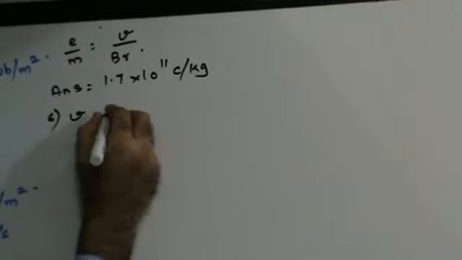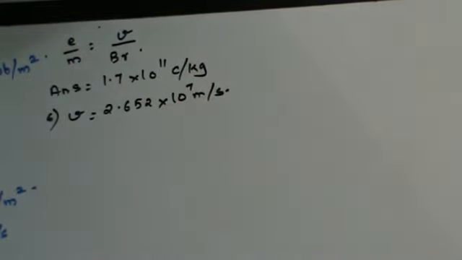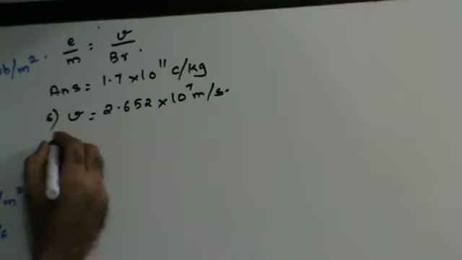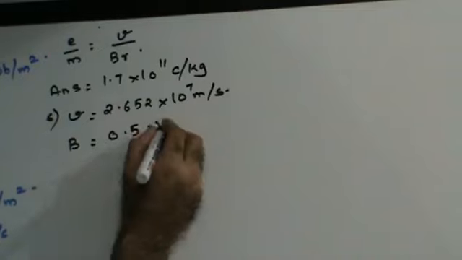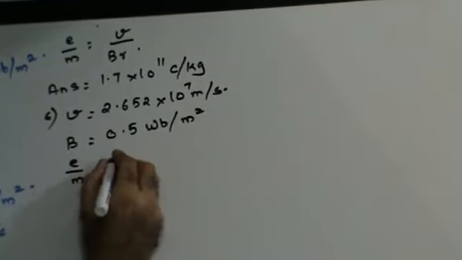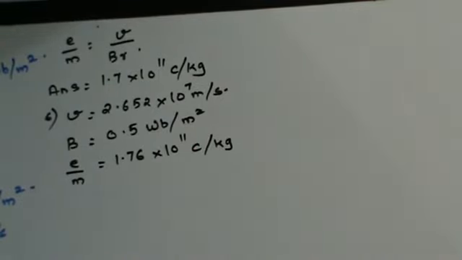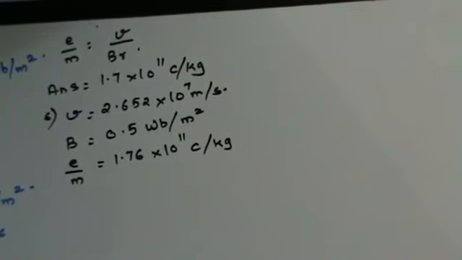Electrons have a velocity of 2.652 into 10 raised to 7 meters per second in a magnetic field of 0.5 Webers per meter square. If E upon M is 1.76 into 10 raised to 11 coulombs per kg, find the radius of the path.